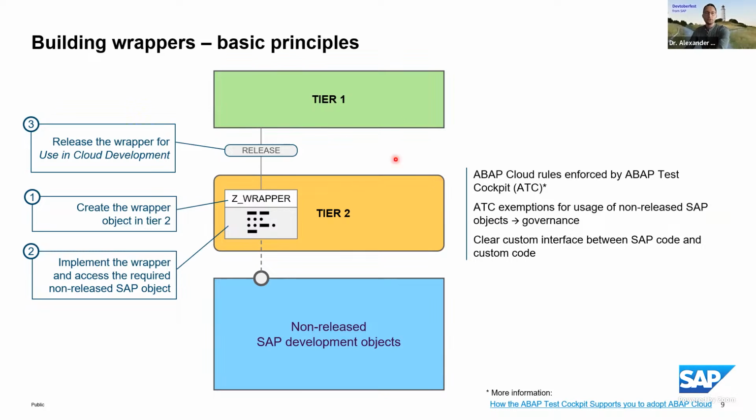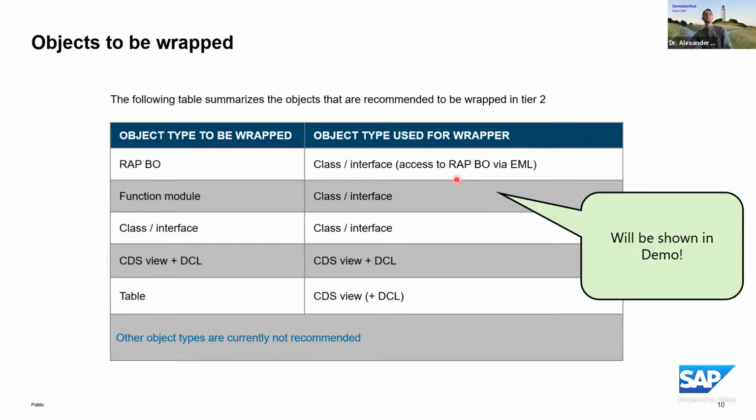Okay, now we have understood how building wrappers works. So now let's see what kind of objects shall actually be wrapped. Here we have a table. On the left-hand side, we have the object type that should be wrapped. And on the right-hand side, what kind of object type we recommend for wrapping that one.